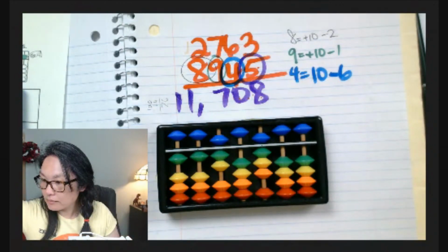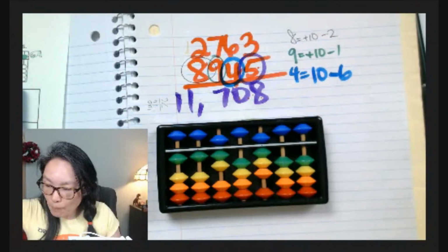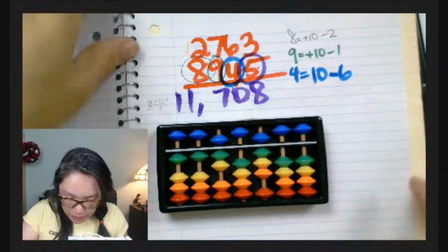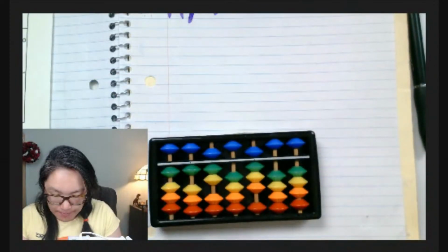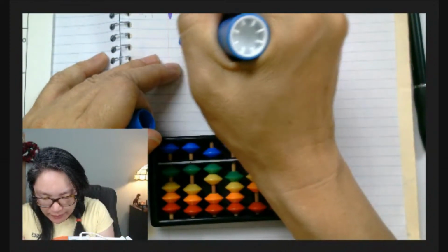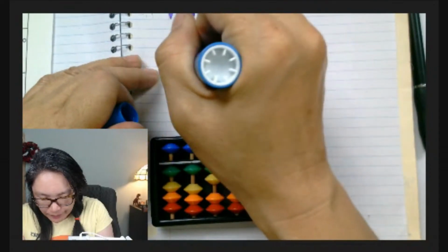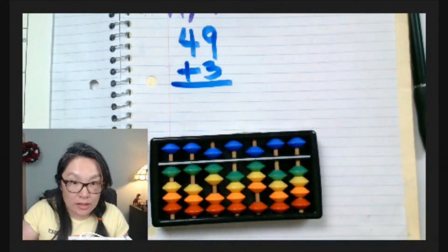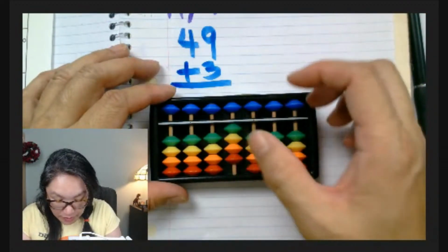Was that all right? That wasn't a two-step though. Okay, let's do a two-step. Let's do this one. This one's always fun. 49 plus 3. That's always fun. Because I know the numbers, right? We know that it's going to be definitely two-step.